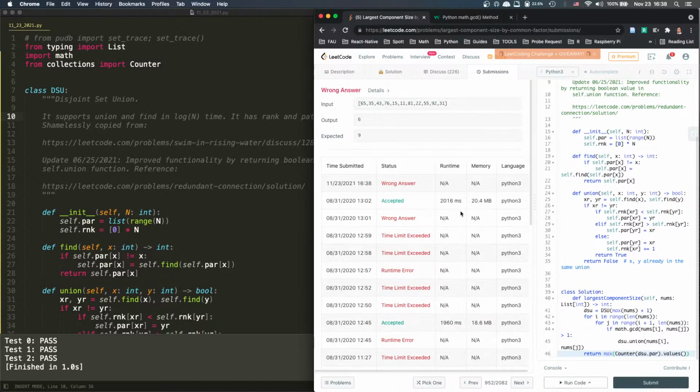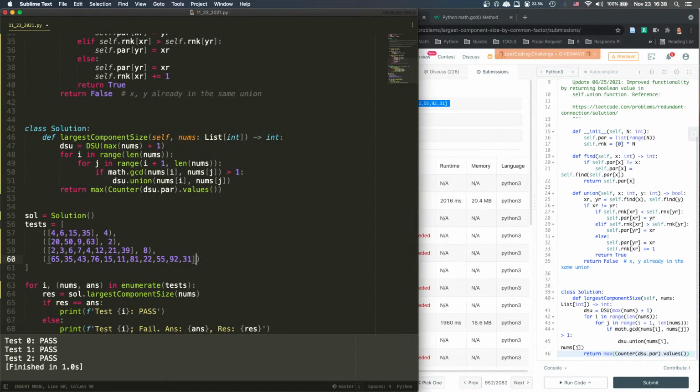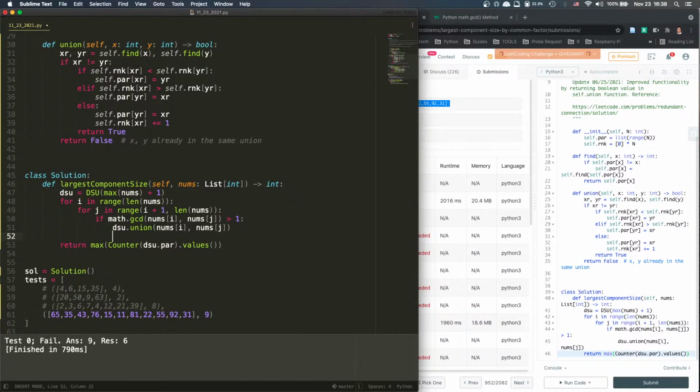Oh, we have a wrong answer. How? Expected 9. What the heck? Expected 9. Result is 6. Huh. Interesting. Can we print? Oh shoot, that's gonna be long.